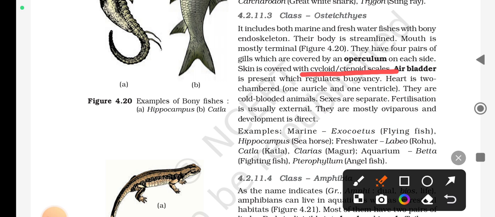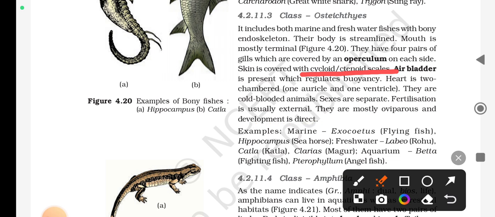What I told you: Aves, that means birds, and mammals are warm-blooded. They have a constant body temperature. The rest, like amphibians, reptiles and fishes, are all cold-blooded. That means poikilothermal. They don't have constant body temperature. Sexes are separate. Fertilization is external. Chondrichthyes have internal fertilization; these have external. They are mostly oviparous.